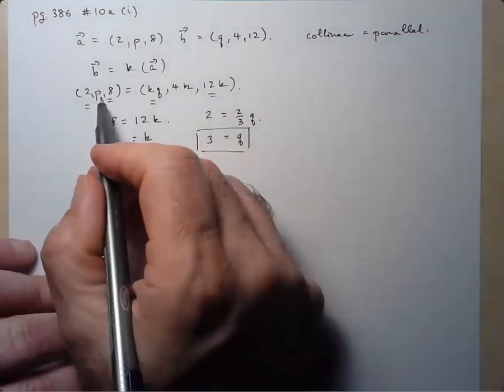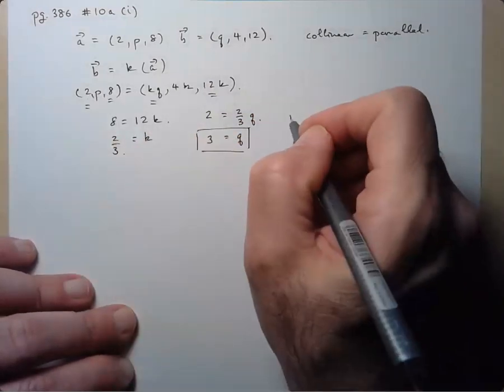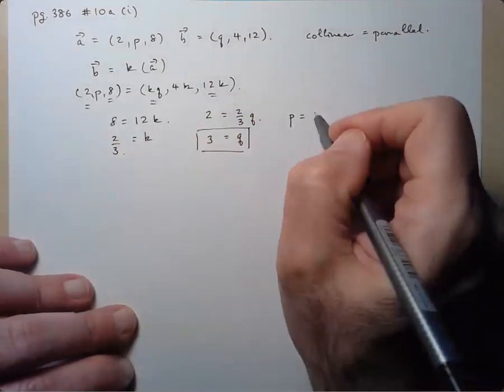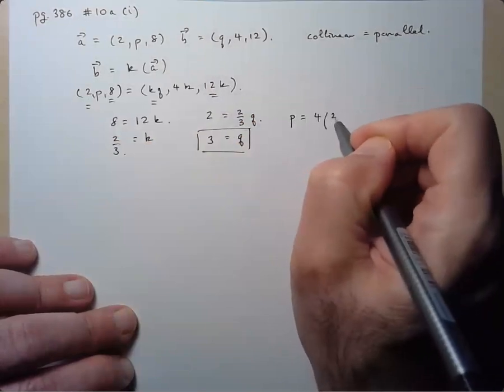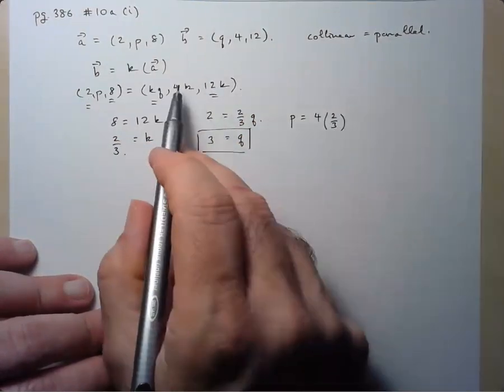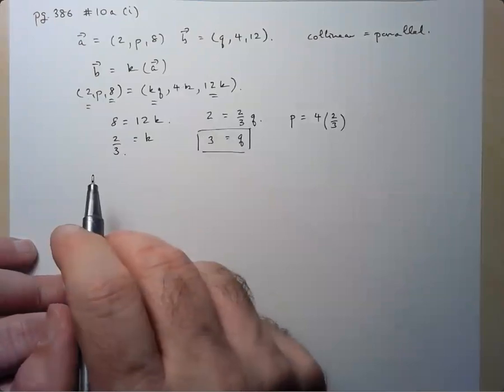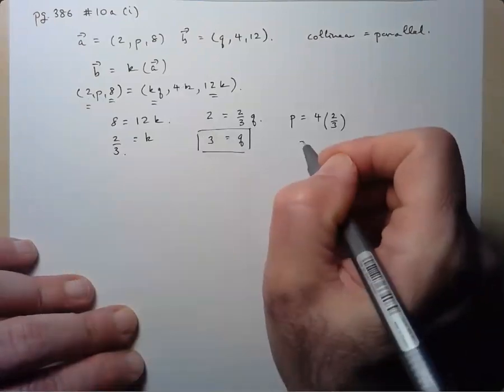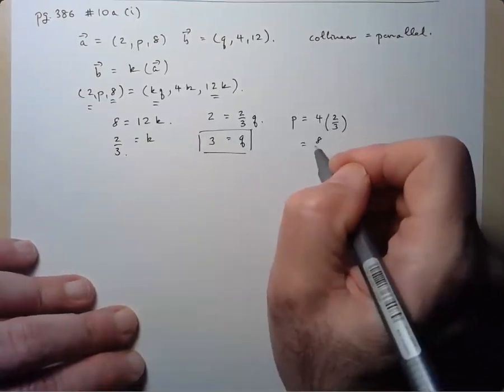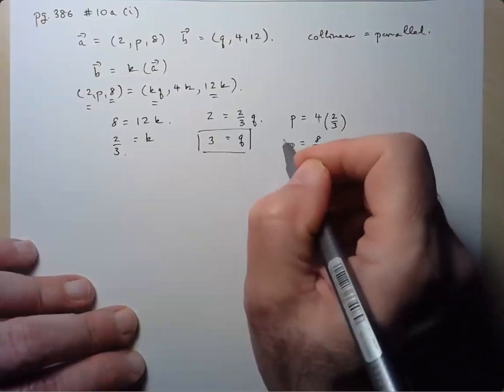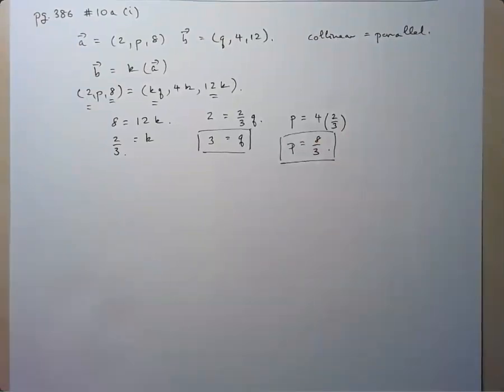And similarly for the Y components, P is going to have to be equal to 4 times, again, 2/3, because I've established that the K value has to be equal to 2/3. And so here we have 8 over 3, and there's my P value. Okay. And those are the only answers.